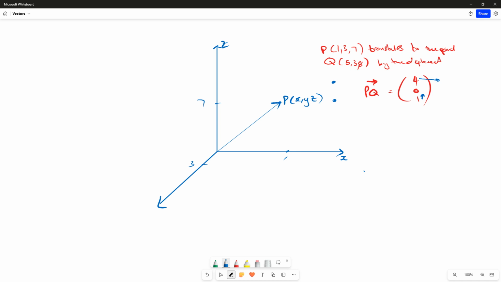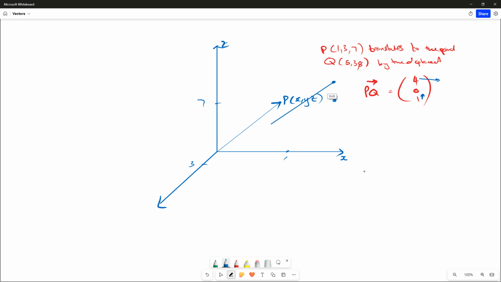And I've taken the same vector, which means I would keep the same magnitude and direction. But this would end up at Q(5, 8). So that would be 5 on the x, and 3 on the y, which is actually, if I go down, in line with that. But it's 8, it's above here. And now I've got a displaced vector by that amount there.